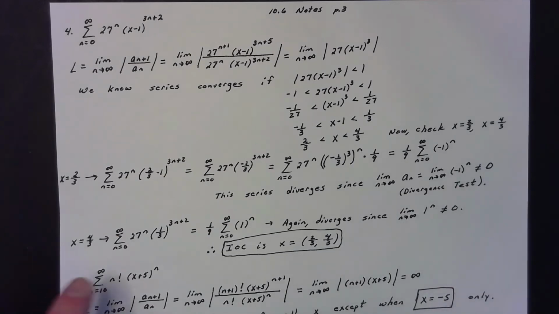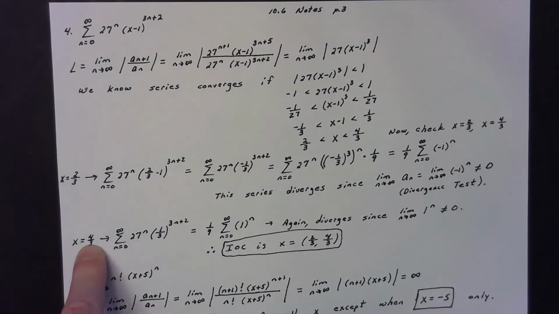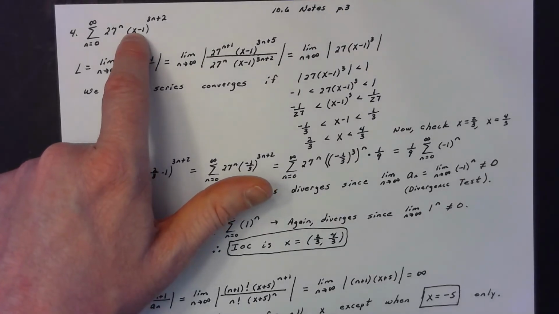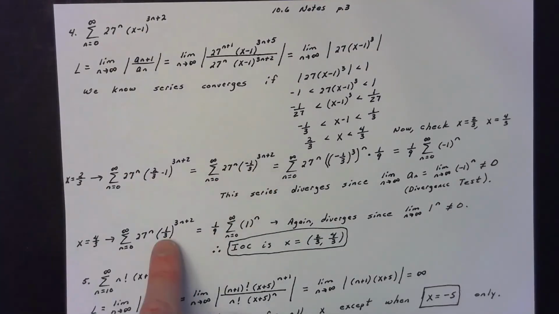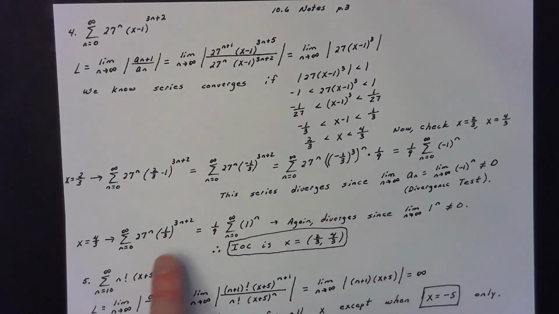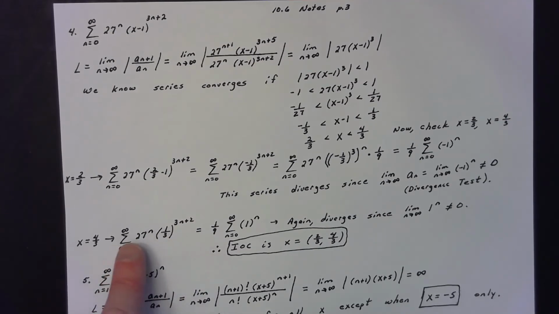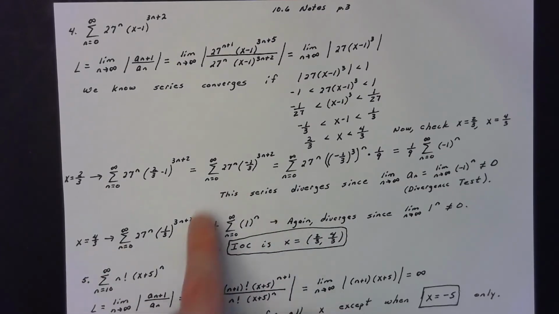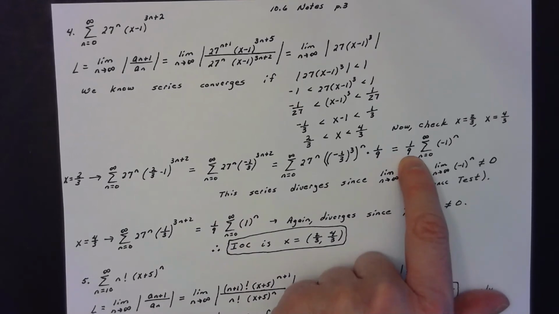The same thing's going to happen when you check the other endpoint at 4/3. If you plug in 4/3 into that first part, instead of negative 1/3, you're just going to get 4/3 minus 1. That's going to be 1/3 to the 3n plus 2 power. Similarly, just like I did before, I can break up that 1/3 to the 3n plus 2 as 1/9 times 1/27 to the n. That 1/27 to the n multiplies the 27 to the n, and I get a 1 to the n on the inside. And again, I factor my 1/9 to the outside just like I did up here.